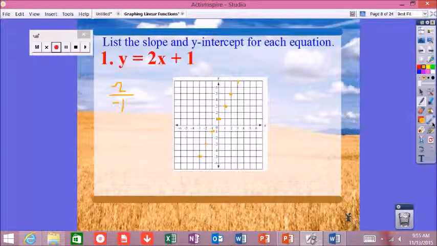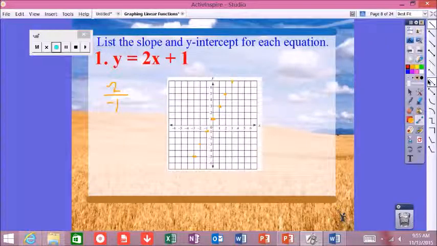And then you'll take a line or straight edge or ruler, and you're going to draw a line to connect your points. So using slope-intercept form, y equals mx plus b, we started with the y-intercept and then used the slope.